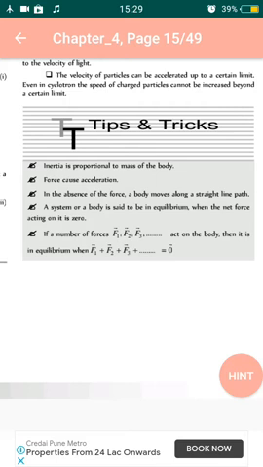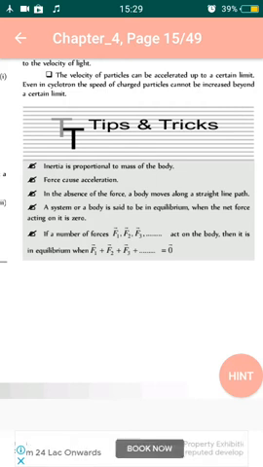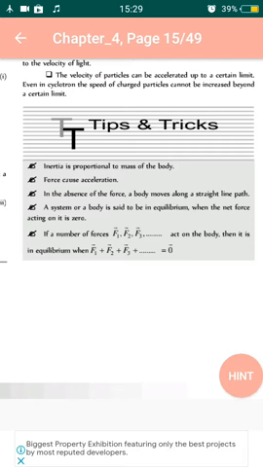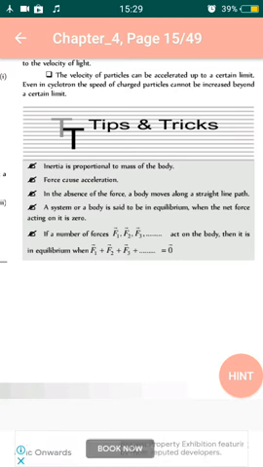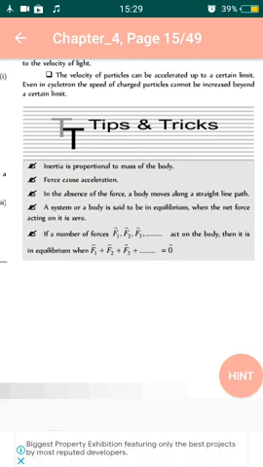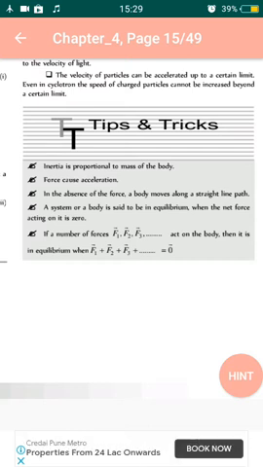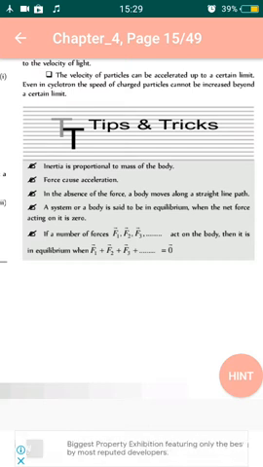Newton's laws of motion: tips and tricks. First, inertia is proportional to the mass of the body. Second, force causes acceleration. Third, in the absence of force, a body moves along a straight path with uniform velocity. A system or body is said to be in equilibrium when the net force acting on it is zero.